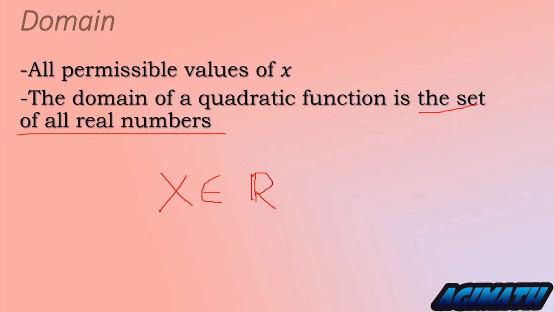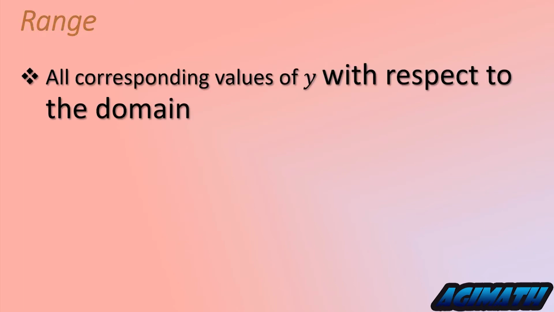So that's it. Again, domain of a quadratic function is the set of all real numbers. So you can write that in words or in symbol. Next, if we have domain, we also have range. If x is the domain, range is for y. So we define range as the corresponding values of y with respect to the domain. So every time we have a domain, we also have a corresponding range.